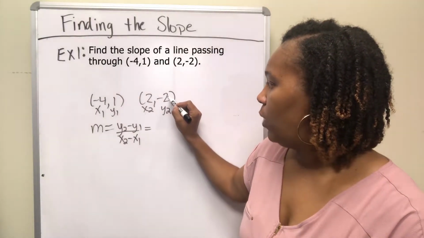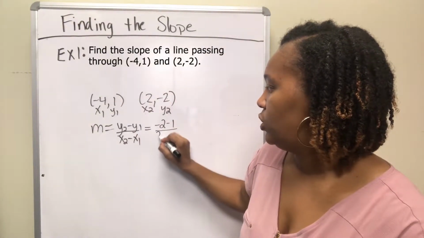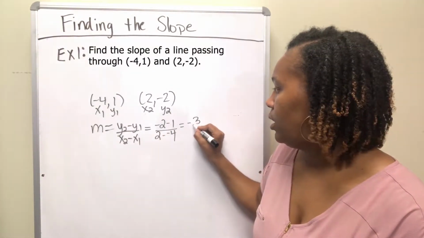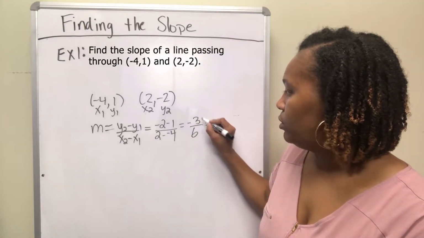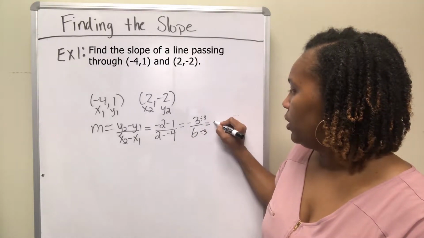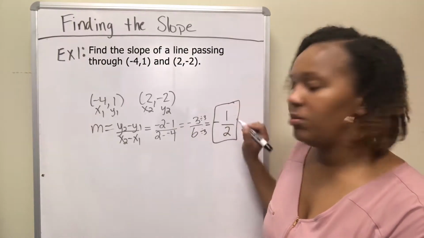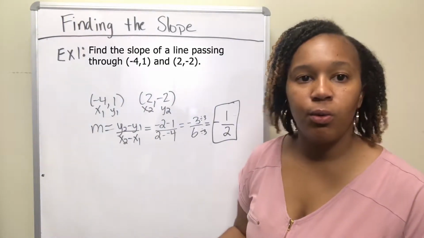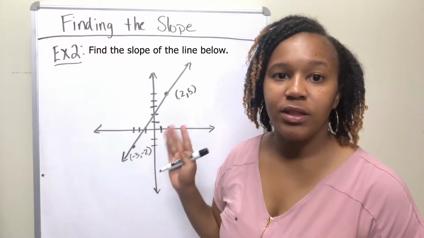So the change in y is going to be -2 minus 1 over the change in x, which is 2 minus -4. -2 minus 1 is -3. 2 minus a -4 is +6. And that can be reduced. 3 goes into both of those. So if I divide each by 3, 3 goes into 3 one time, and 3 goes into 6 2 times. So your slope would actually be -1/2. And that's how you find the slope, using that slope formula or the concept of change in y over change in x.